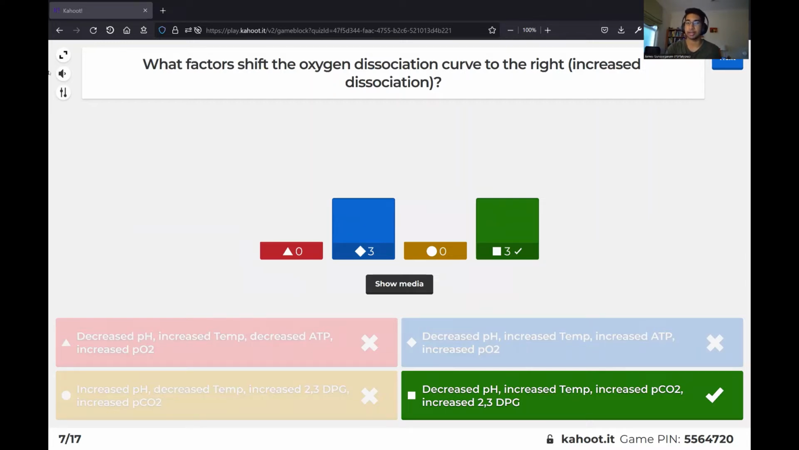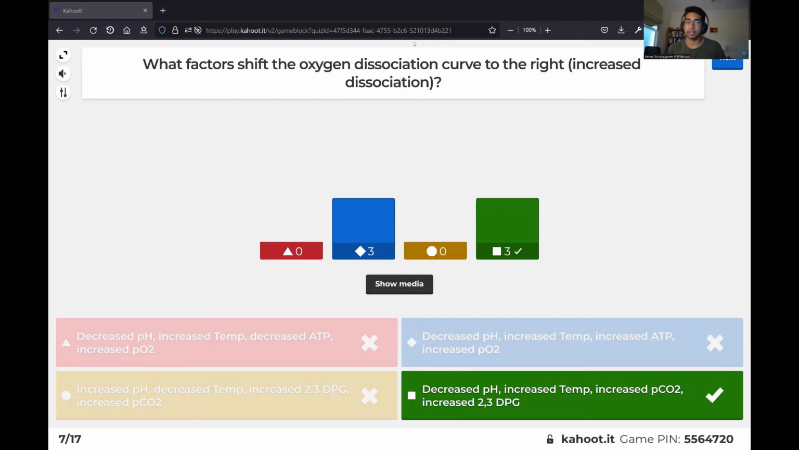everything comes back to exercise. You can imagine, almost everything except for the 2,3 DPG, everything else that shifts things to the right is stuff that would happen when you exercise. Because if you remember, your muscles create lactic acid under strain, so your pH is going to decrease and become more acidic. You can increase temperature because you warm up when you're exercising, and you can increase CO2 because you're undergoing cellular respiration at a very high rate, so you have more carbon dioxide there.